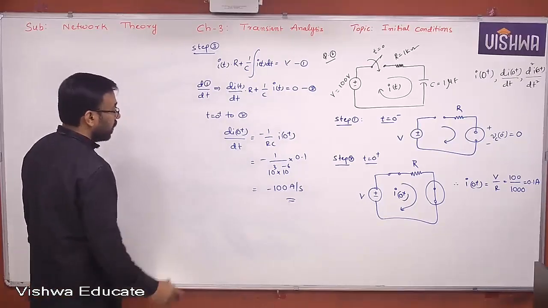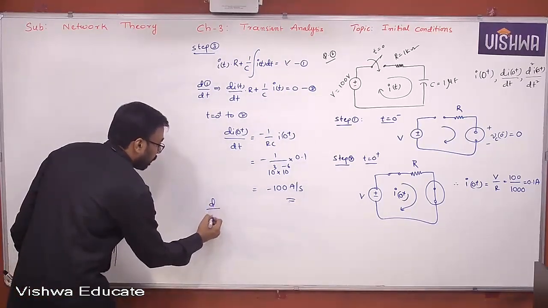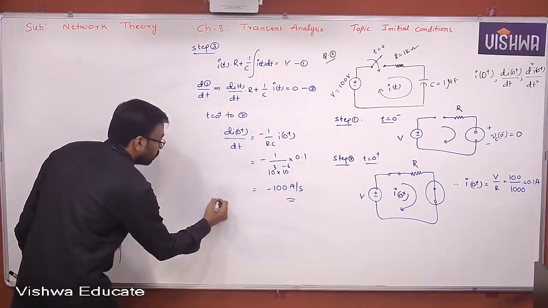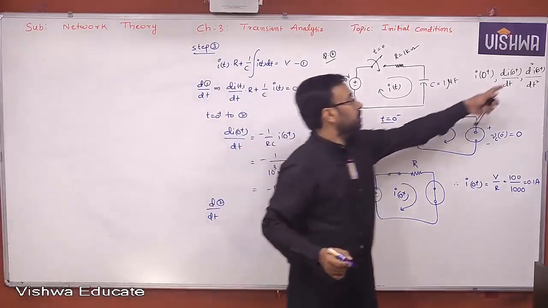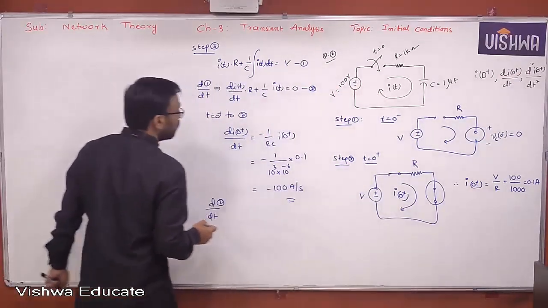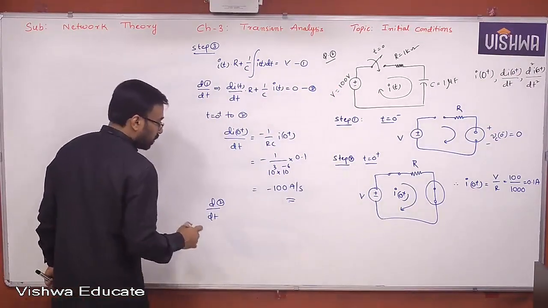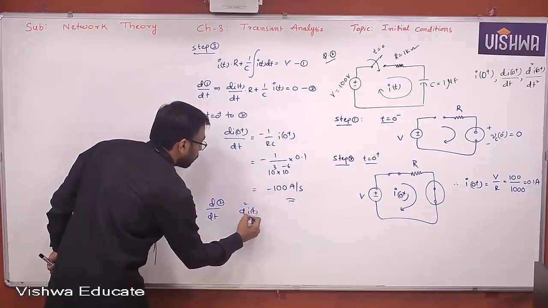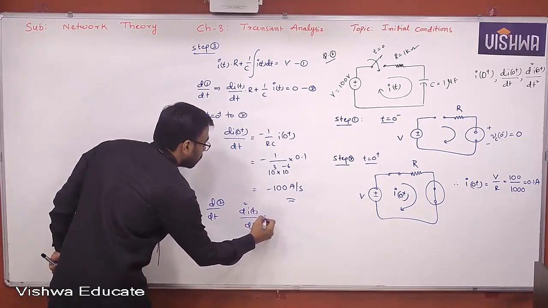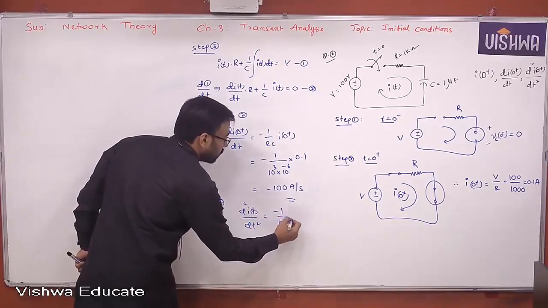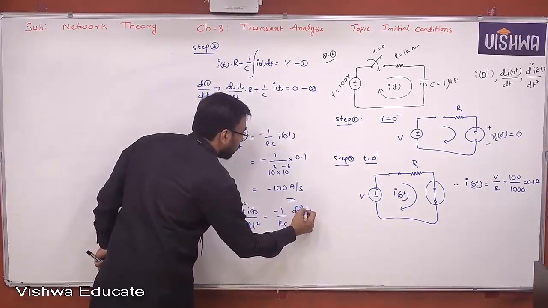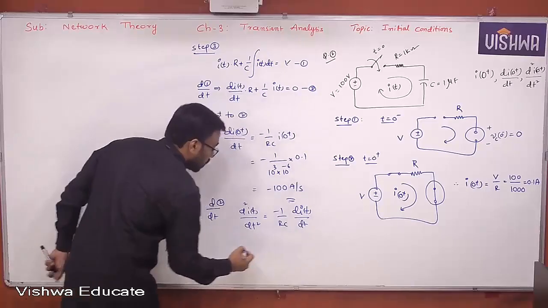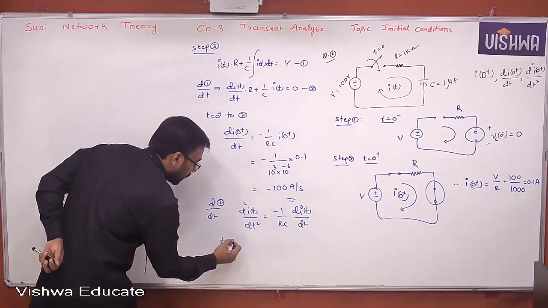Okay. Now differentiate equation 2, because I would like to go for what? D square. For that, let me differentiate this equation with respect to t. So what will I get here? Tell me, all of you. D square I of t by dt square minus 1 by RC di of t by dt. Agree, all of you? So now let us apply t equal to 0 plus conditions.